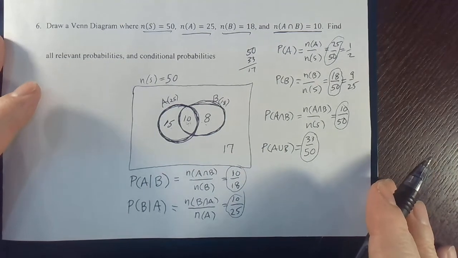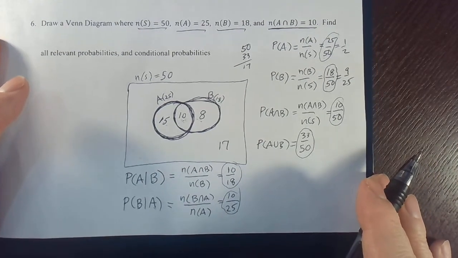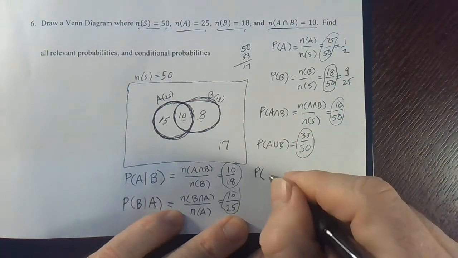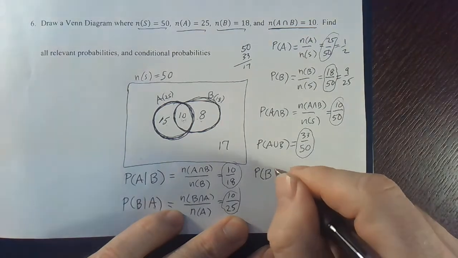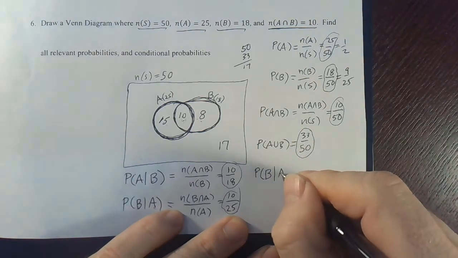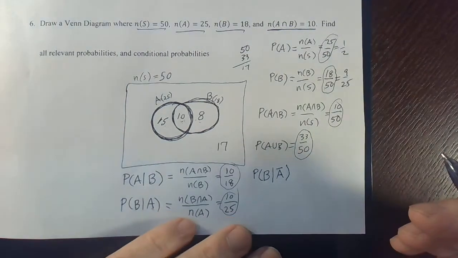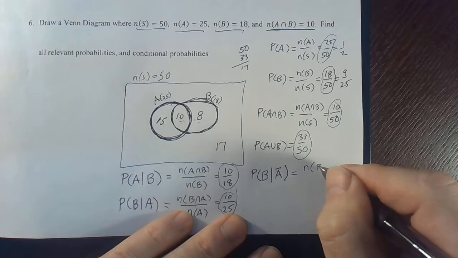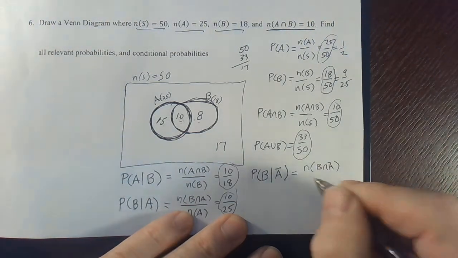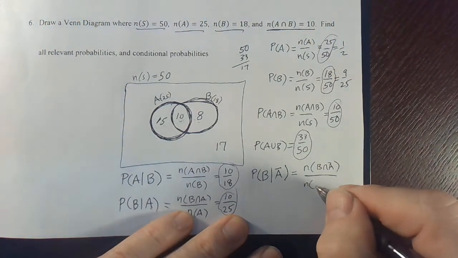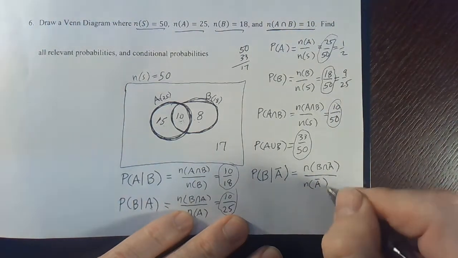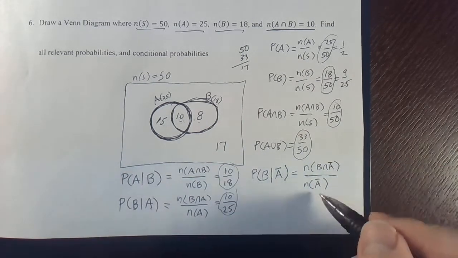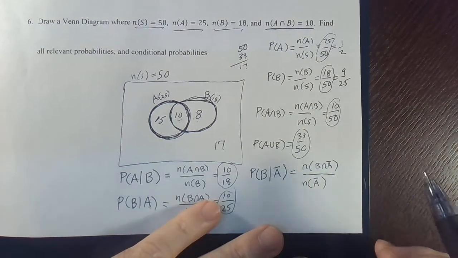All right, let's see, is there anything else we could do? I could certainly make up more, and maybe I will. Let's do a probability of B given A complement. All right, so by the definition, that's the number of elements in B intersect A complement over the number of elements in A complement. So if we know how to count, we're done with it.